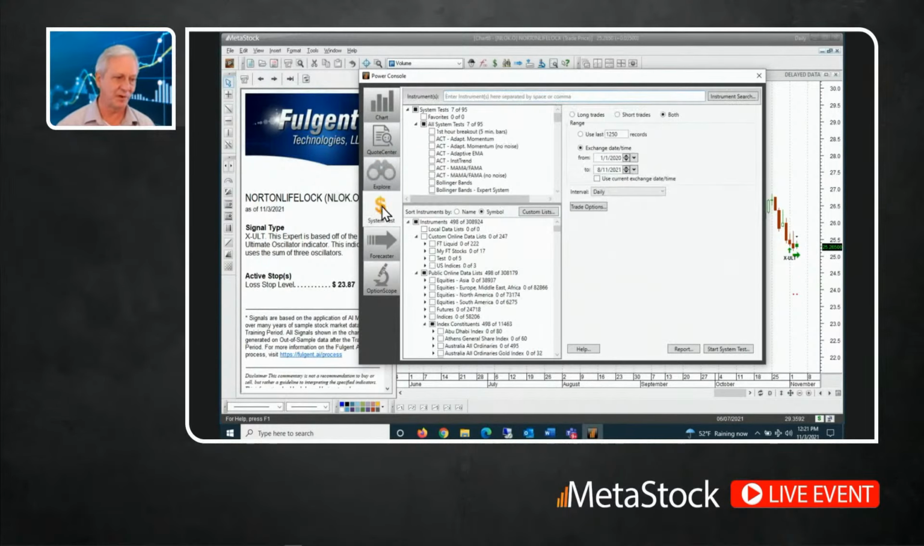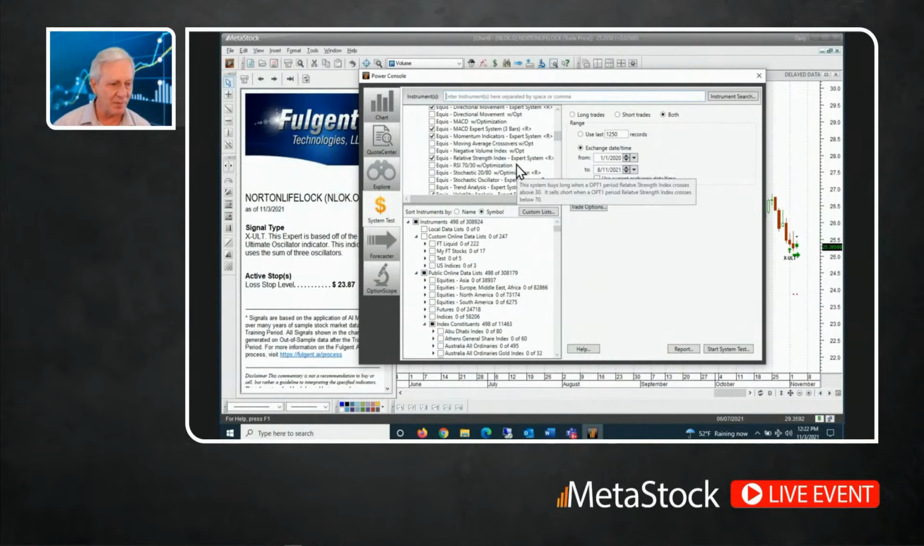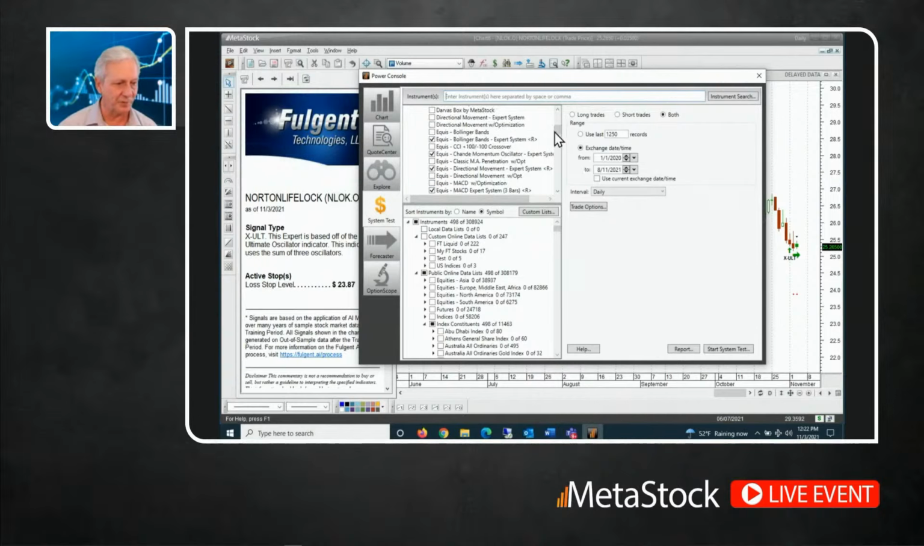I pick system test in the Power Console, and I go down here to Fulgent XSuite. Now you notice there's a bunch turned on here. You see Equis volatility analysis, relative strength index. These are expert systems that Metastock provides, and directional movement, the Chande momentum. I picked all the ones that say expert system. Bollinger Band expert system, because I want to do a system test compared to other good methods out there.